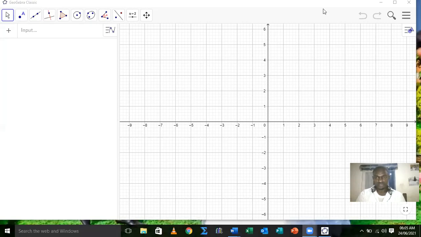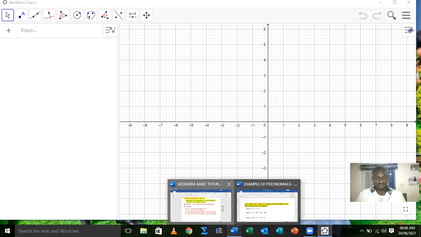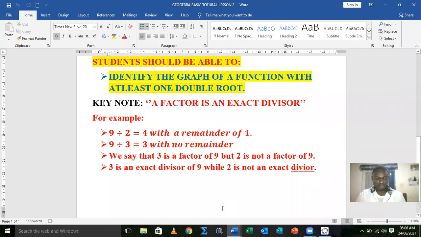Welcome to this Geogebra tutorial, second lesson of teaching mathematics differently with Was Moses. In this lesson, we shall be looking at how to factorize polynomial functions using the CAS submenu in the Geogebra app.